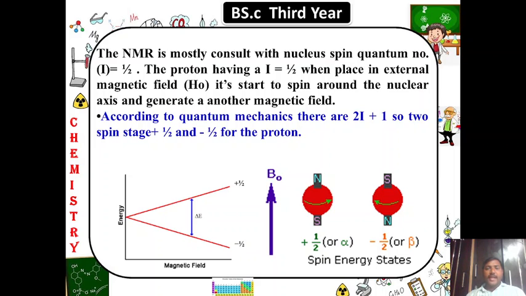The proton having I equal to half, placed in an external magnetic field H0, starts to spin around the nuclear axis and generates another magnetic field. According to quantum mechanics, there are 2I plus 1, so 2 spin states, plus half and minus half, for the protons. One rotates clockwise and the other anti-clockwise. This is the ground state without a magnetic field, and this is with the applied magnetic field, giving an energy difference between plus half and minus half.